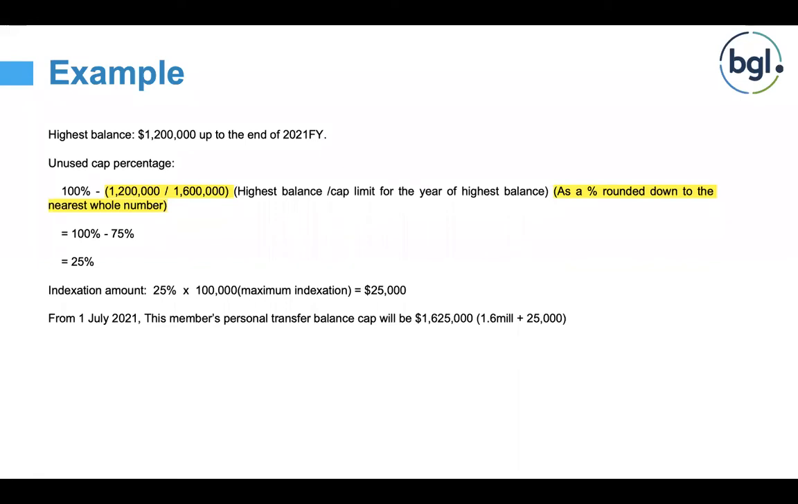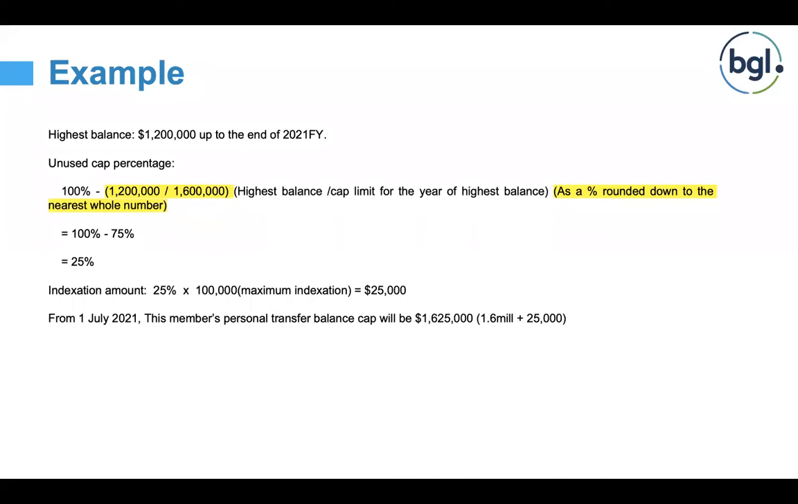So in this case, it does give us a perfect 75%. So we take that 75% from 100%, and that gives us 25%. We then apply that 25% to the 100,000. So we go 25% times 100,000. Again, that's the 100,000 extra that each person could potentially get. And that gives this individual an extra $25,000.